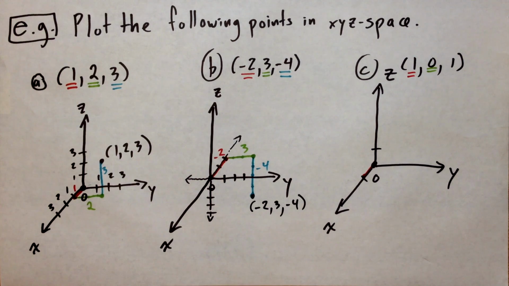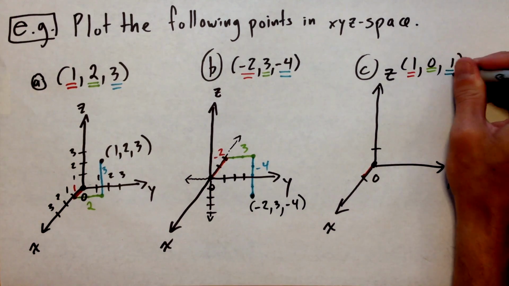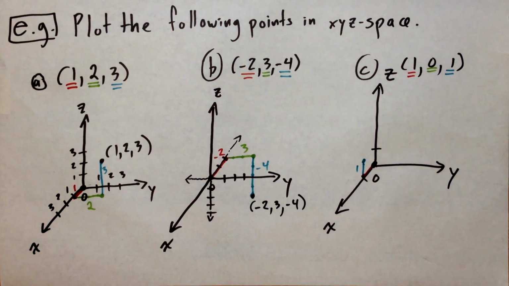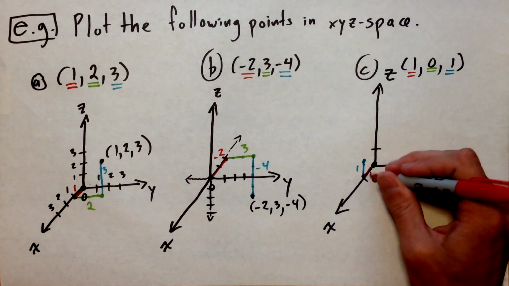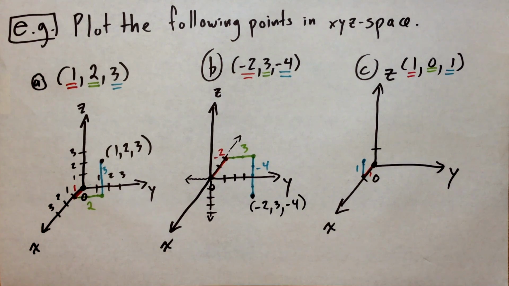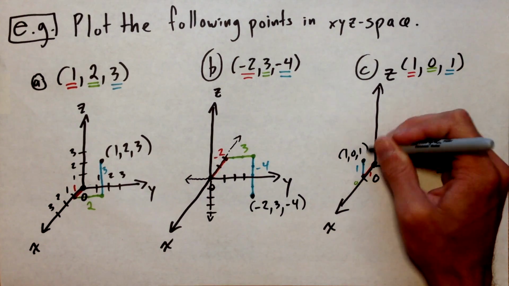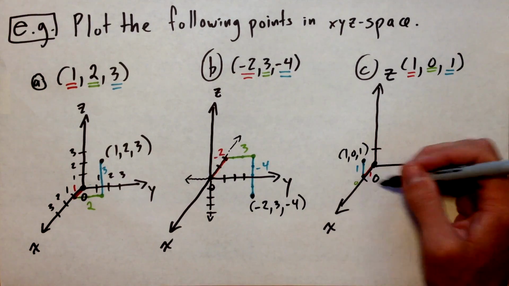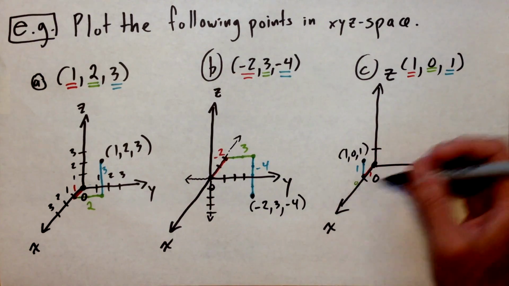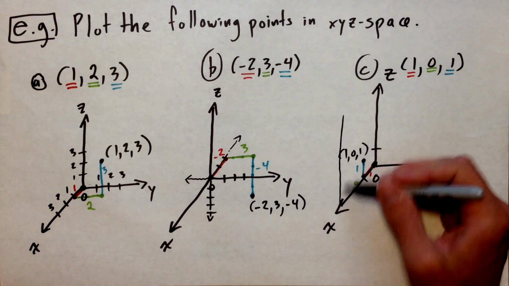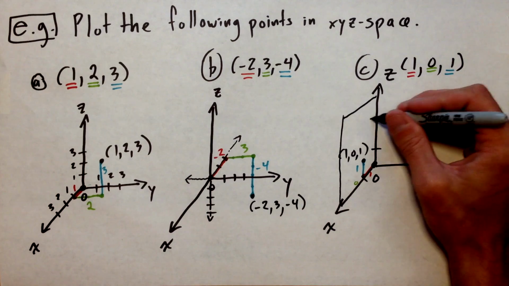Finally, the z coordinate is 1, so I move up a length of 1 along the z direction, and that gets me to this point right here, (1, 0, 1). Since we didn't move anywhere in the y direction, this point is actually sitting on the xz plane.